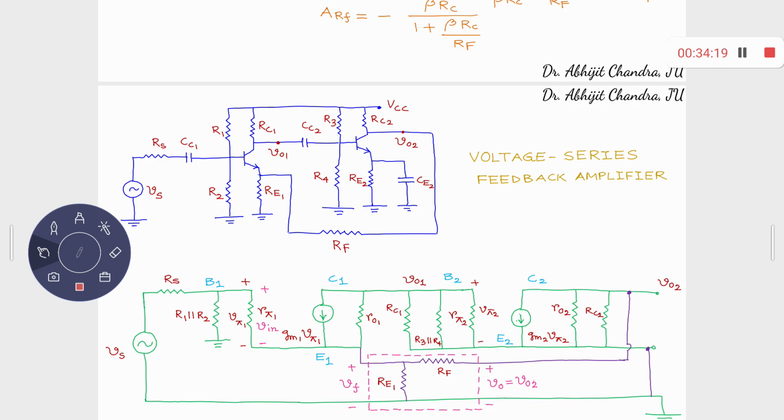Now you may argue whether this is a negative feedback or not. For this current shunt kind of feedback, I cannot take the output from this terminal. I have to take the output from this terminal only, and feed it back at the base, right? Once again, so I'm just showing you the variation of these voltages over there.